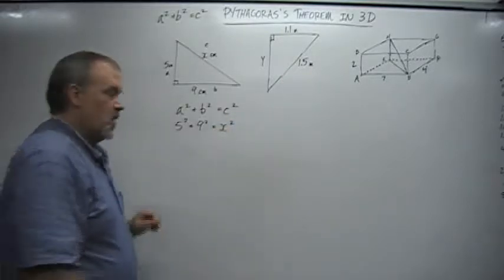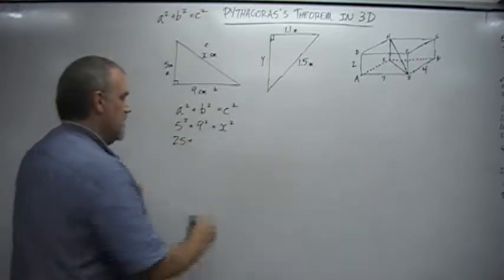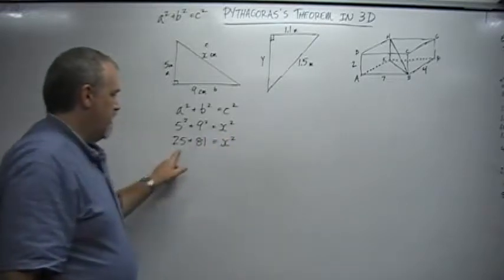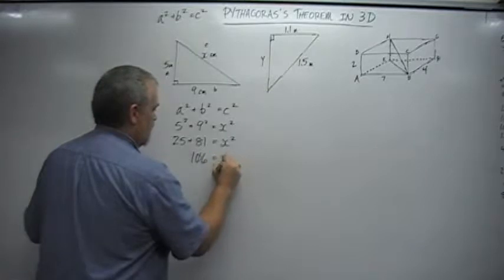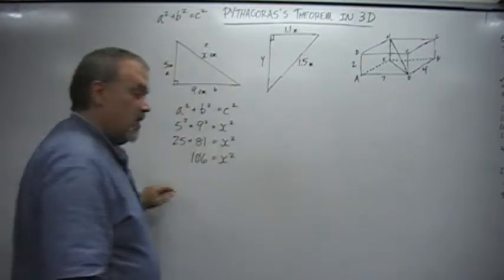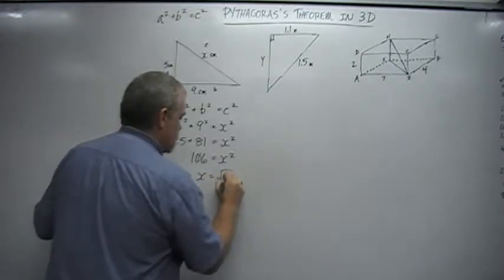5 squared is 25, plus 9 squared is 81, equals x squared. 25 and 81 is equal to 106, which means that x, this side, is the square root of 106. X equals the square root of 106.